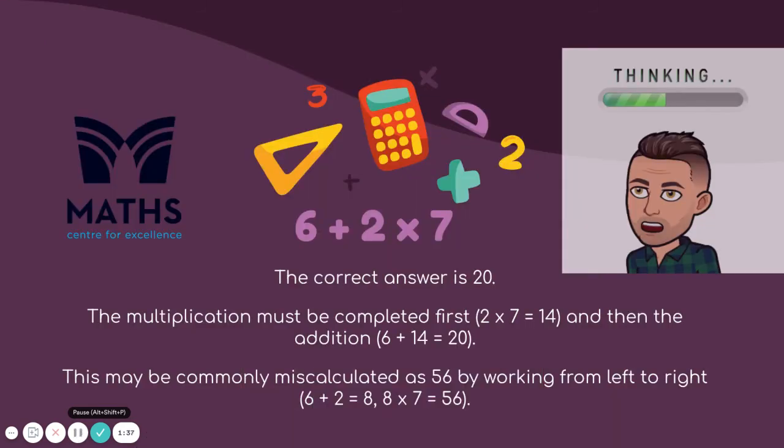For our first example, we have 6 plus 2 times 7, and the correct answer is 20. So the multiplication must be completed first. So 2 times 7, which gives us 14, and then the addition. So 6 plus 14 equals 20. This may commonly be miscalculated as 56 by working from left to right. So 6 plus 2, which will give us 8, and then 8 times 7, which will give us 56. So multiplication first in this example. So the correct answer is 20.